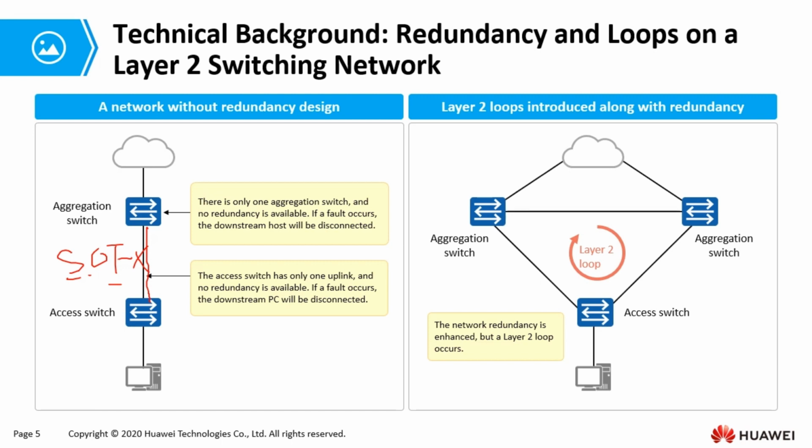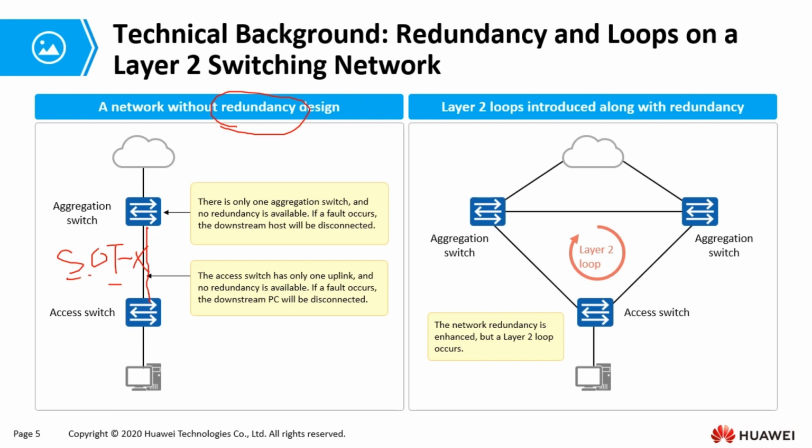So that's why, in practice, when we design a local area network, we include redundancy in the design to ensure there is no single point of failure. Okay, so in layer 2, how is the redundancy implemented?